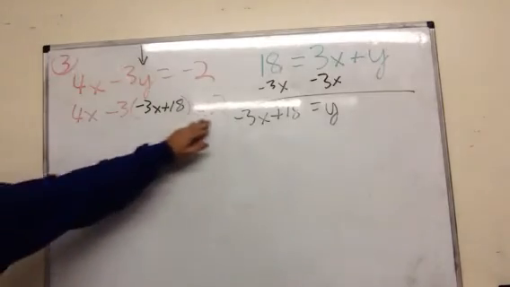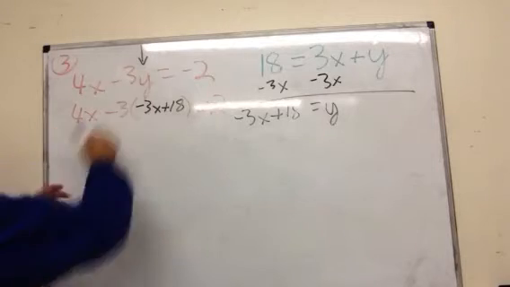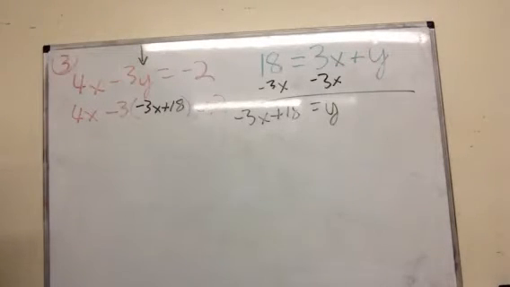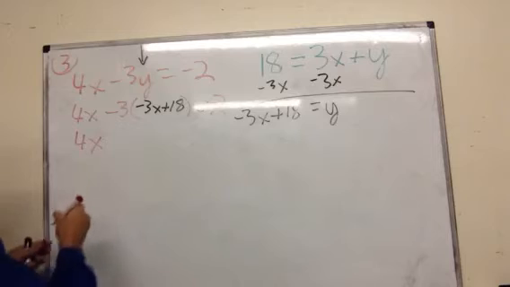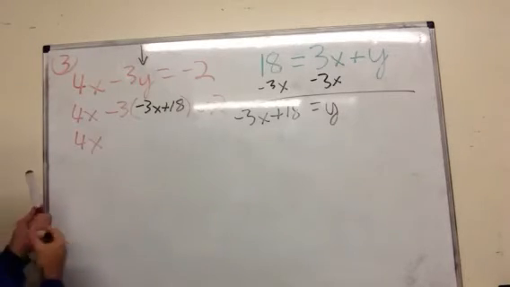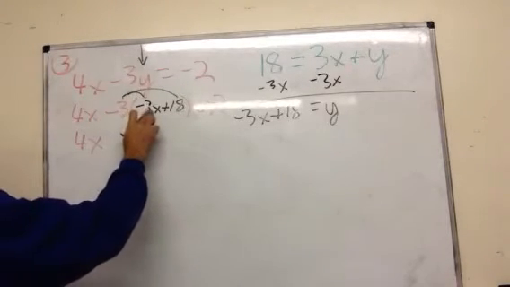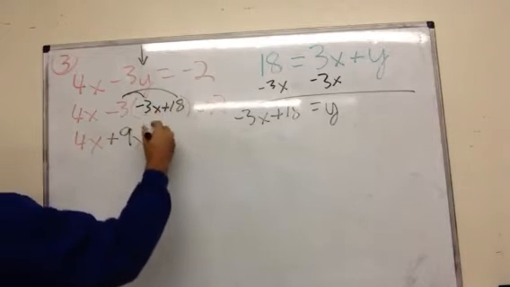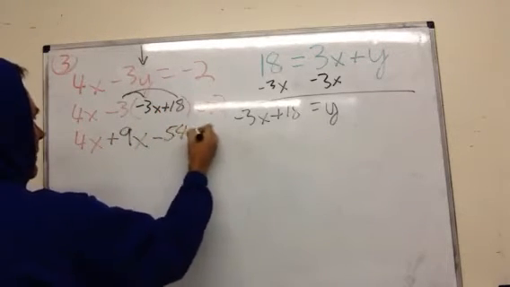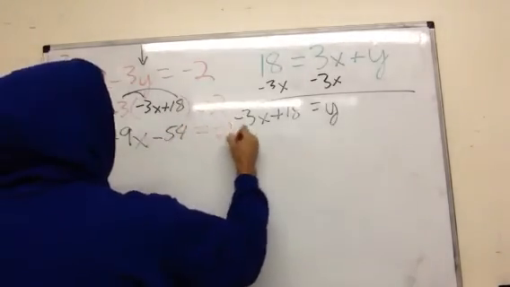Now, we want to try to solve this. If you notice, here's our checkpoint. X and x. This y is gone. We don't have to worry about it anymore. So we start by distributing. This 4x stays here. We need to distribute this negative 3 to both of these terms. Negative 3 times a negative 3x is positive 9x. Negative 3 times 18 is a negative 54. And this still equals negative 2.